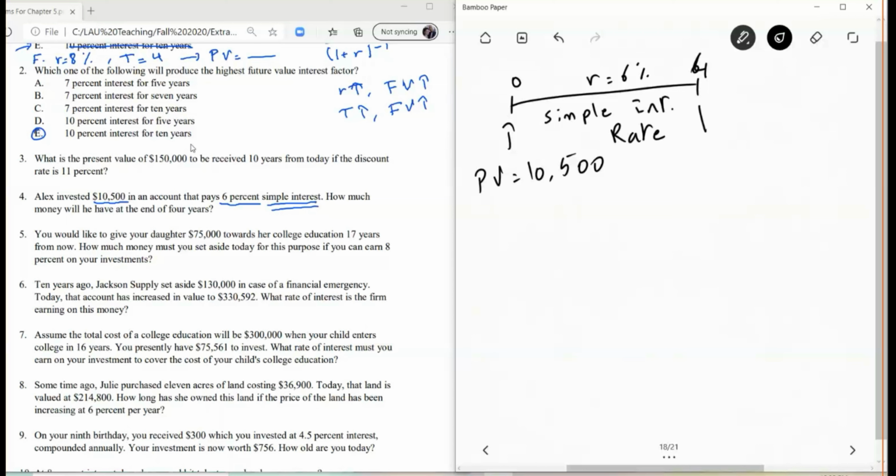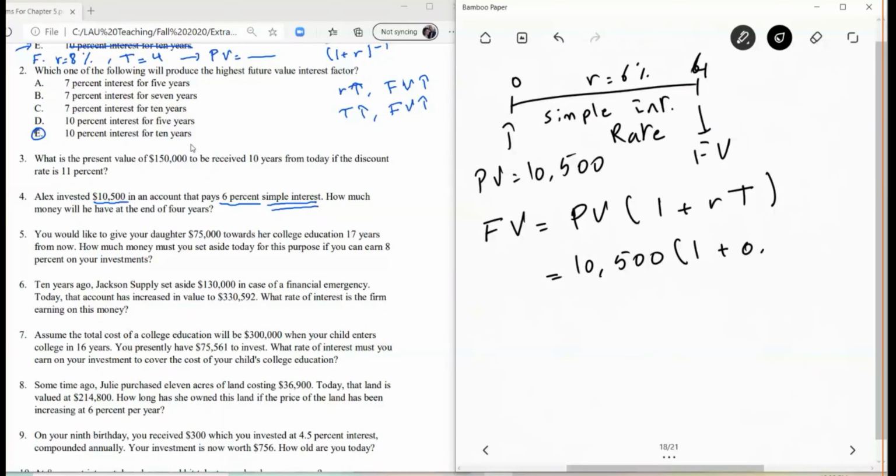I need to compute FV. FV equals PV times 1 plus R times T. So 10,500 times 1 plus 0.06 times 4, and the answer is $13,020.